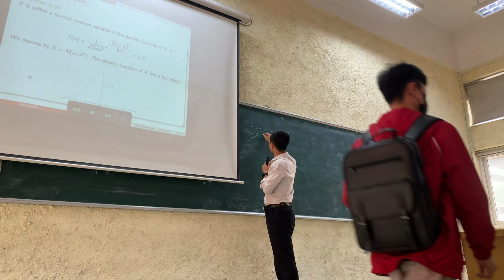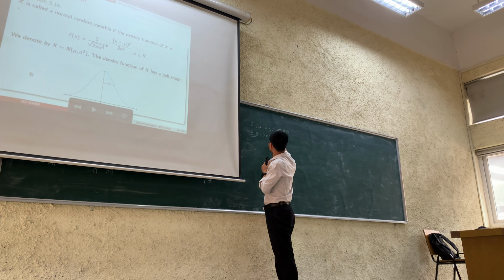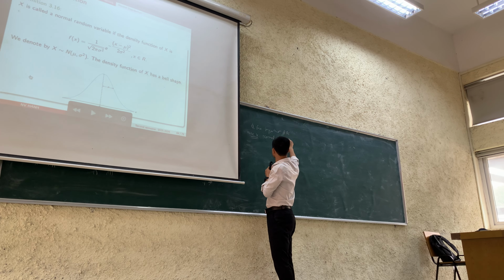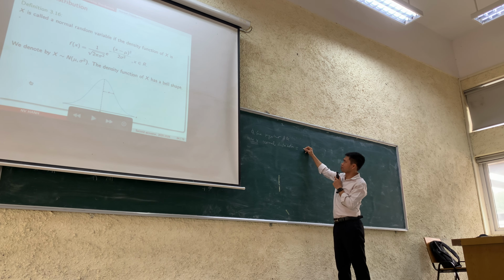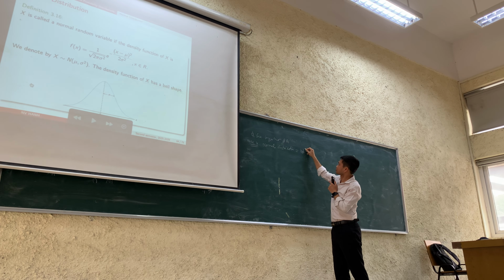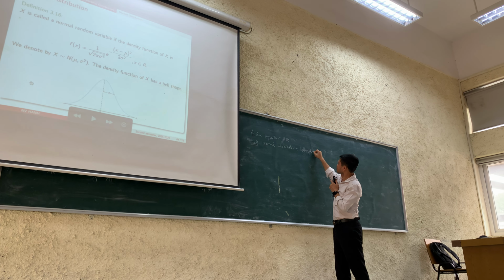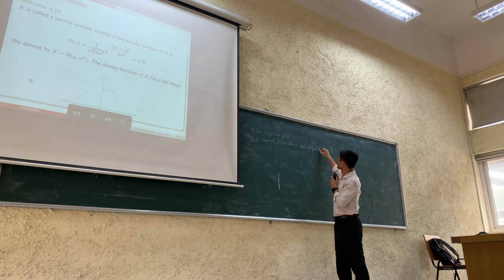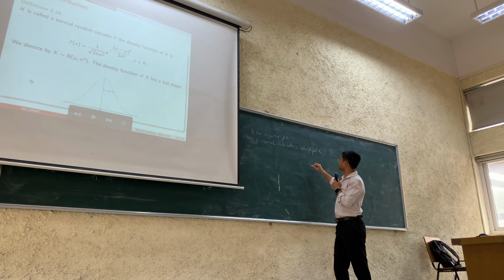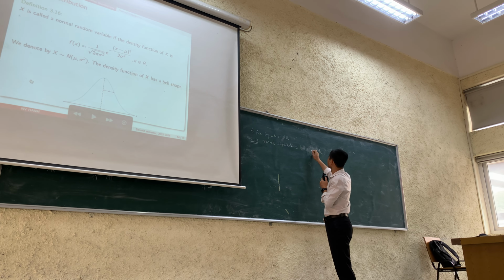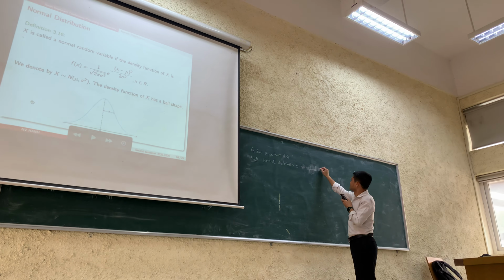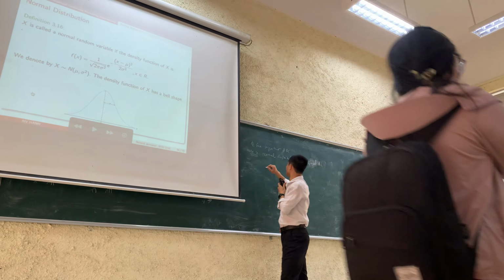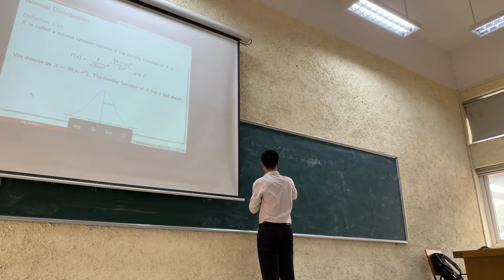Section number 4.4, normal distribution. So what is the name of normal distribution? It is the bell-shaped distribution, because the shape of the normal distribution is similar to a bell.